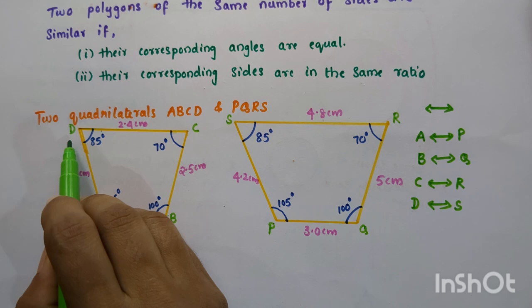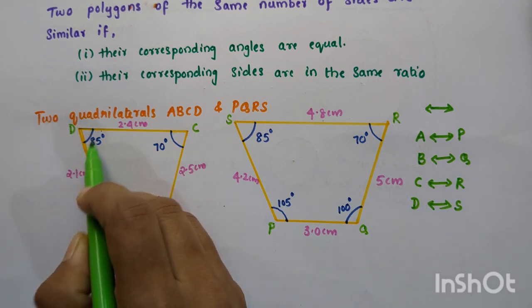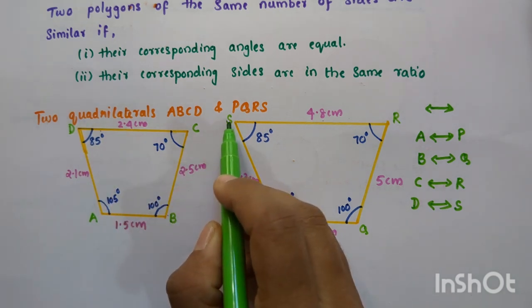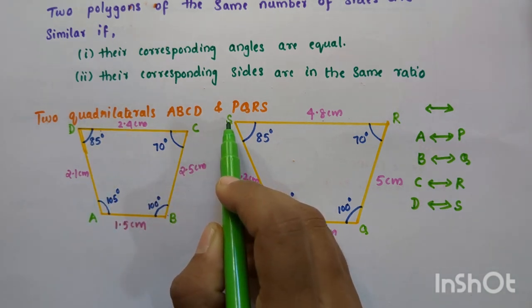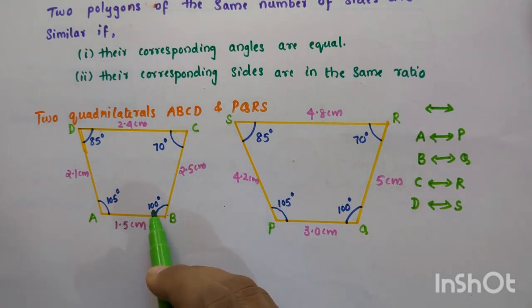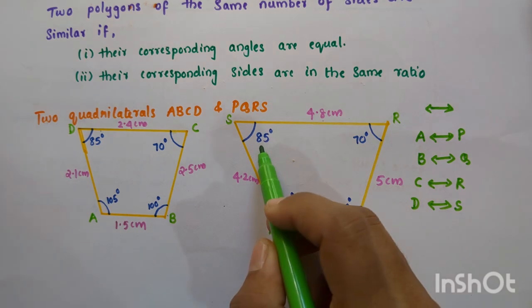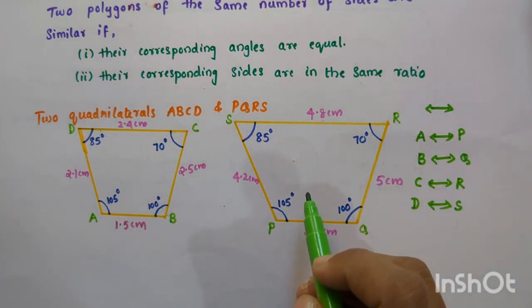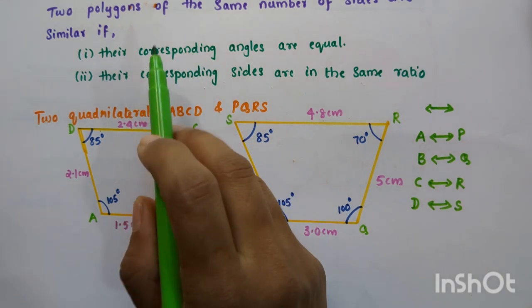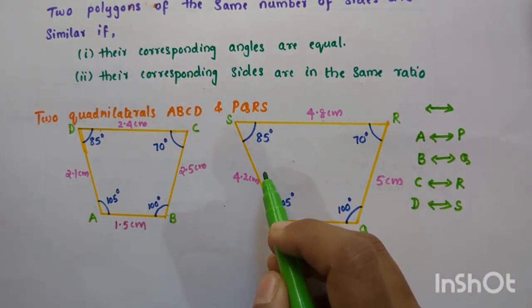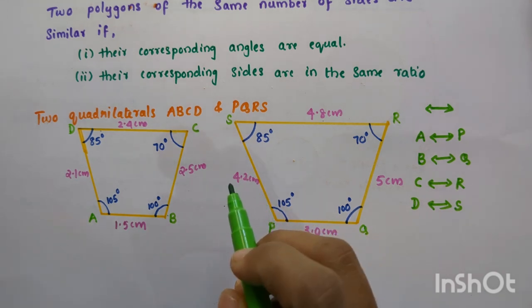Similarly, corresponding to this vertex D of the first quadrilateral, we have 85 degrees here. This vertex D corresponds to the vertex S of the second quadrilateral. So corresponding to this S, here we have 85 degrees. Same angle. That is, all the corresponding angles of these two quadrilaterals are equal. So the first condition is satisfied. The corresponding angles are equal for these two quadrilaterals. Now, let us take what about their corresponding sides.